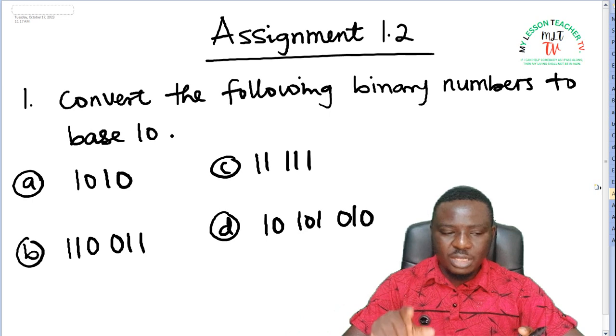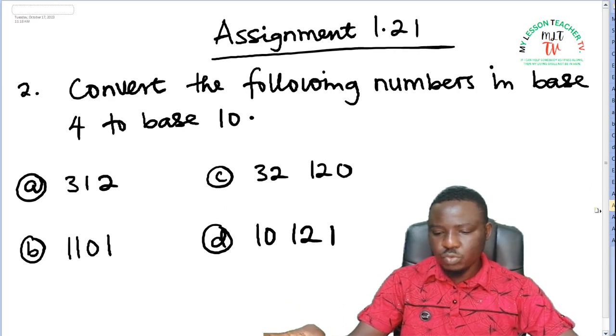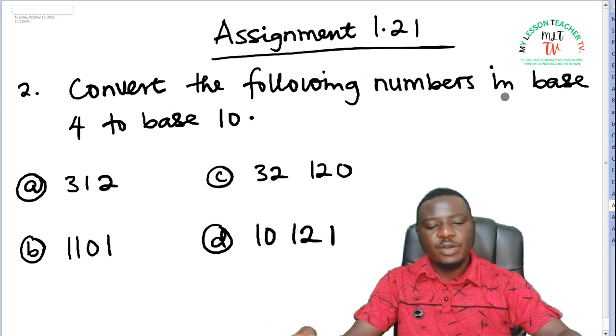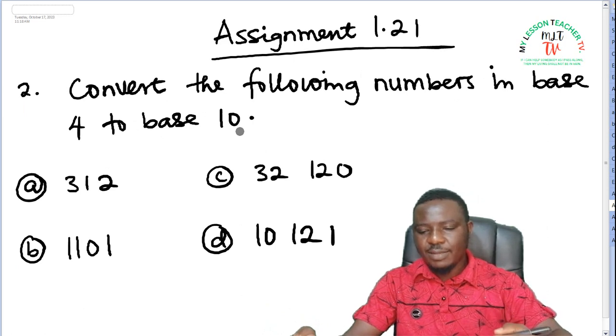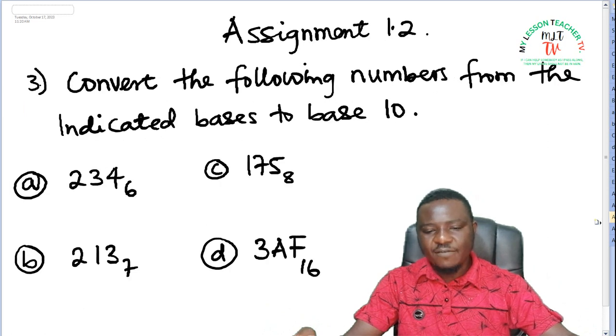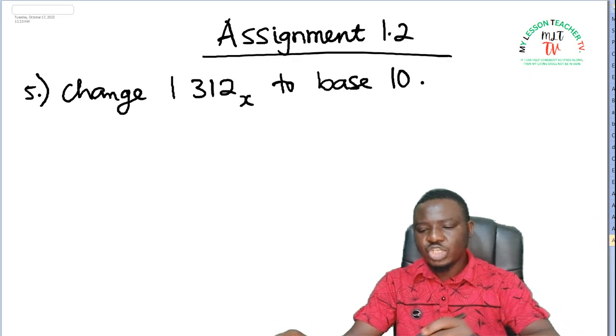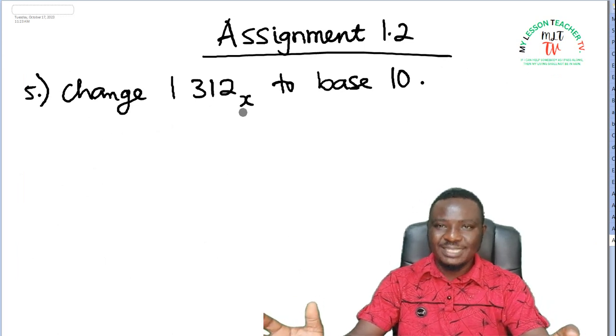And let me know in the comment section if you have any challenges. You are also to do question 2, where you have to convert the following numbers in base 4 to base 10. So we have 4 of them. Convert them using both methods to base 10. We also have question 3. We have to convert from base 6, 8, 7, and 16 to base 10. And last but not the least, you have to change this in base X to base 10.